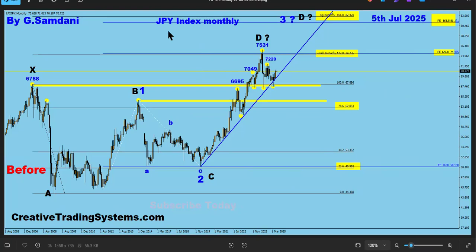I'm making this video about a yen index, right? The market just opened up Sunday evening. Today, right now, is 5:31. So let's take a look at this yen index monthly chart I made on July 5th, 2025.